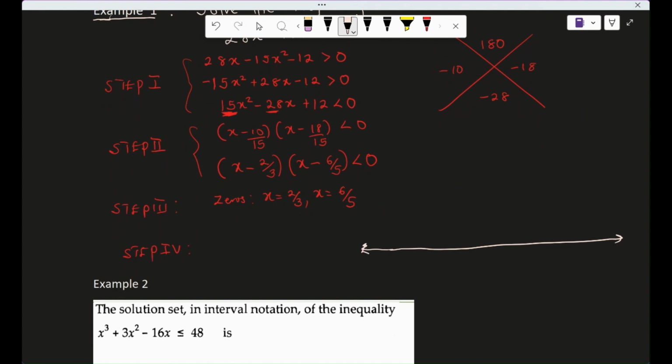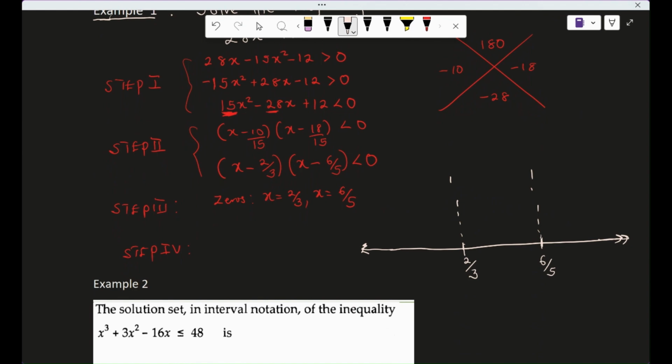Now we arrange the zeros in increasing order. Between 2 over 3 and 6 over 5, definitely 2 over 3 is the smallest. Then we have 6 over 5. So this now partitions our number line into intervals. We want to see how these factors behave in each interval. So we draw something like this.